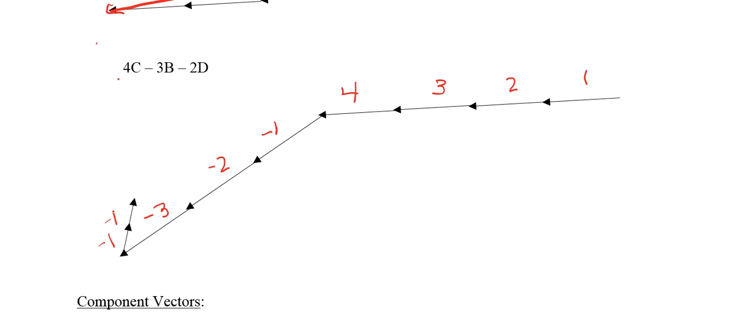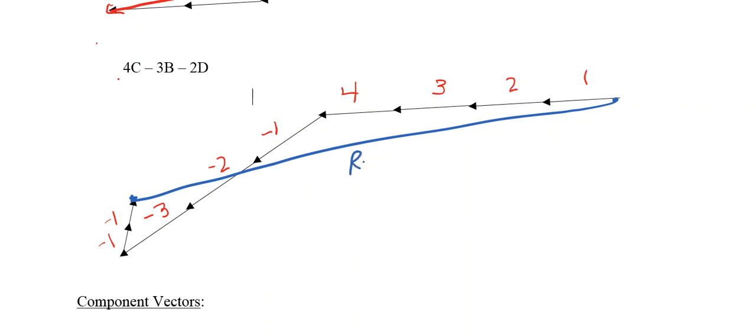Now, even though I have multiple vectors, I still have chosen to do the head to tail method. My final resultant, I have all of these vectors being applied to an object. My final resultant, again using a ruler, would be to connect this point all the way across to this point. So nice straight line. This is the actual path that my resultant would take with these vectors being applied to the object.